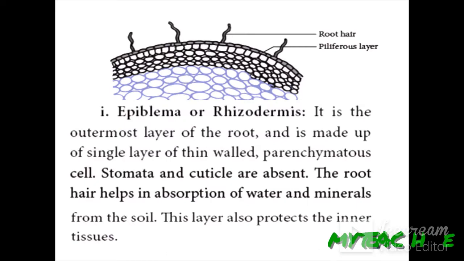First one is epiblema or rhizodermis. You know it is the outermost layer of root made up of single layer of thin-walled parenchymatous cell. Here also stomata and cuticle absent. What is the function of root hair? Helps in the absorption of water and minerals from the soil. This layer also protects the inner tissues.